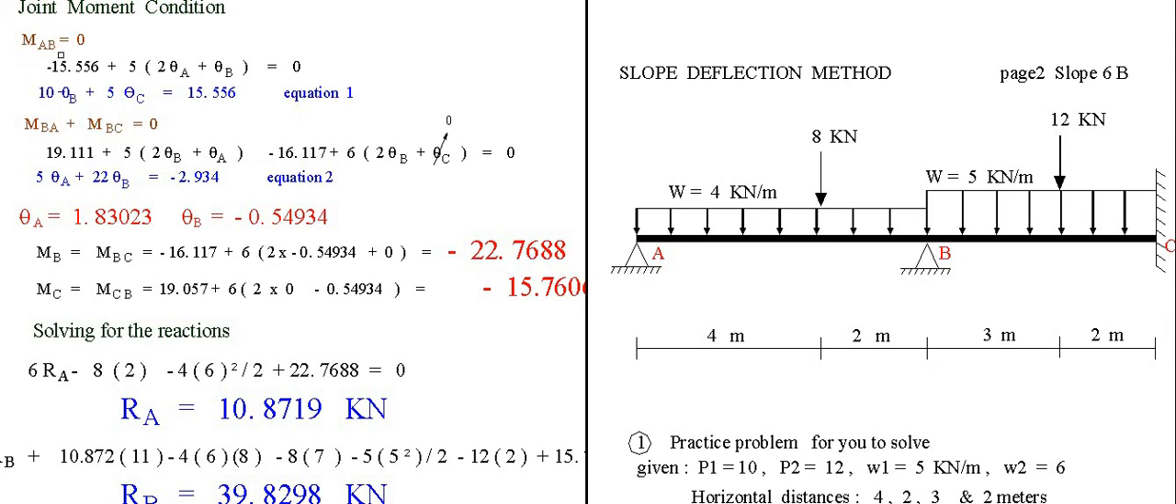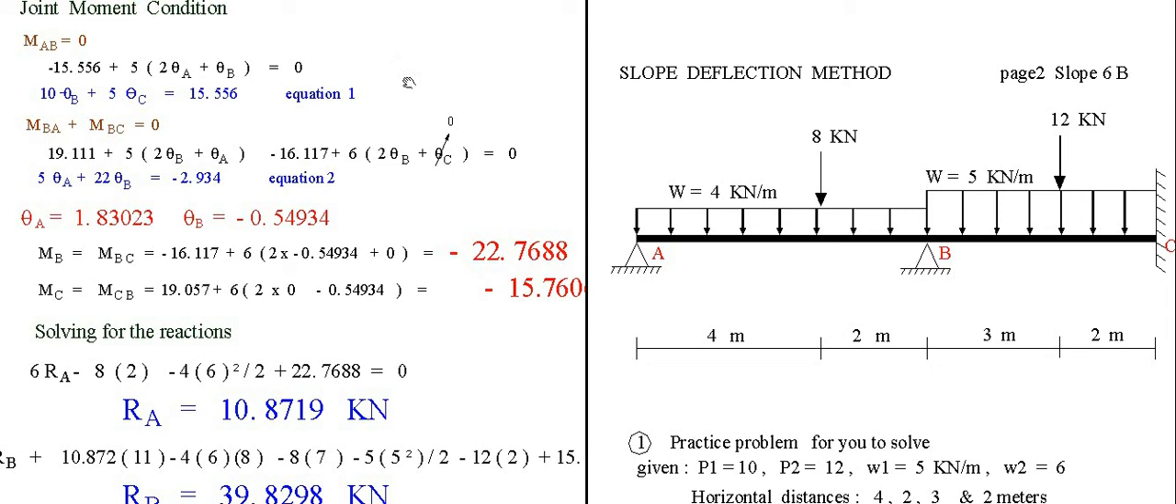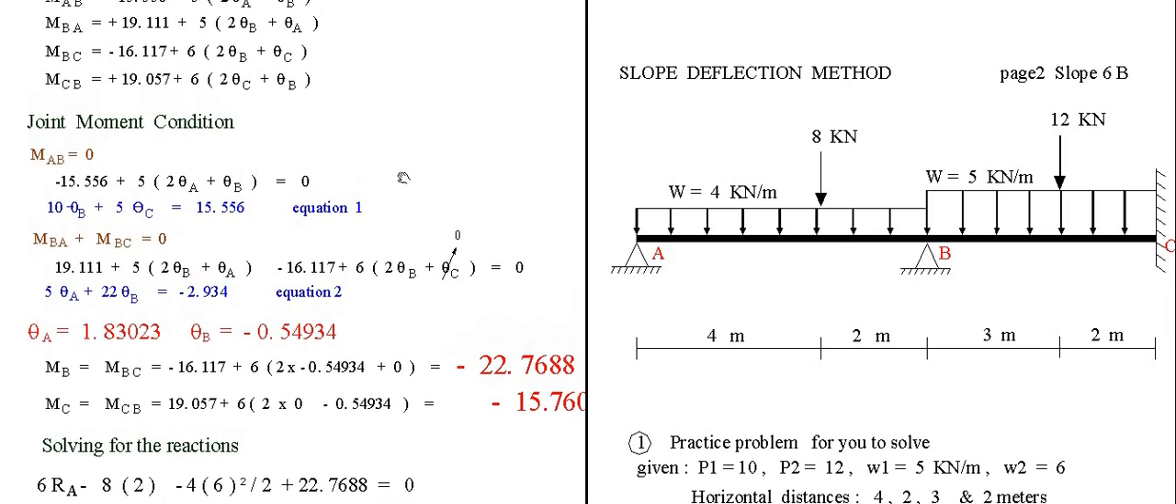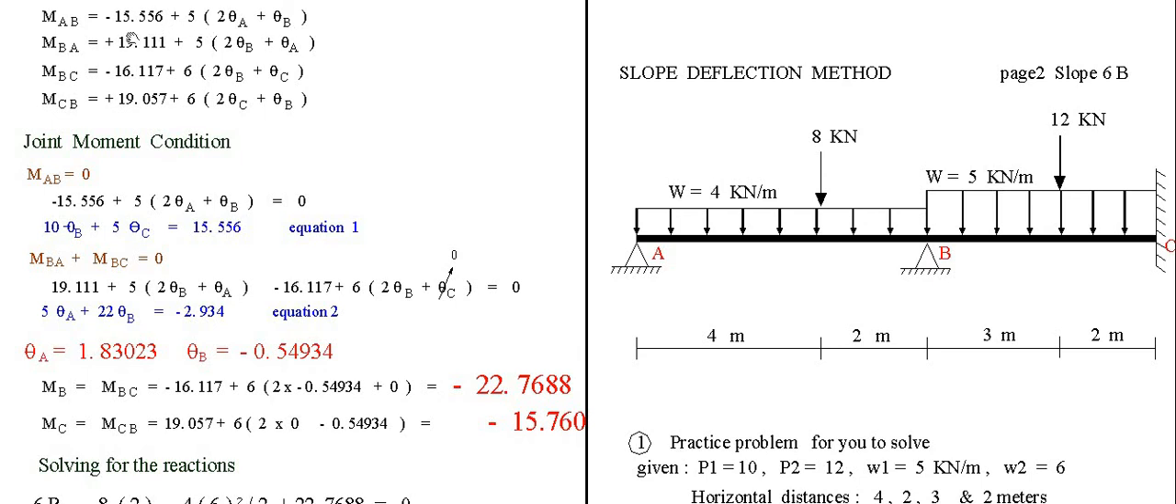We have moment AB is 0, or moment A is 0. The true moment at A is 0. So moment AB equals 0. What is AB? From our formula above, AB is minus 15.556 plus 5 times 2 theta A plus theta B, then equate this to 0.